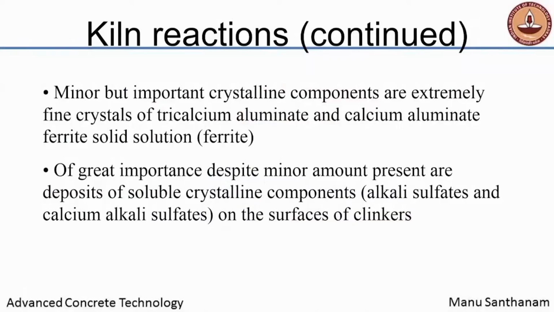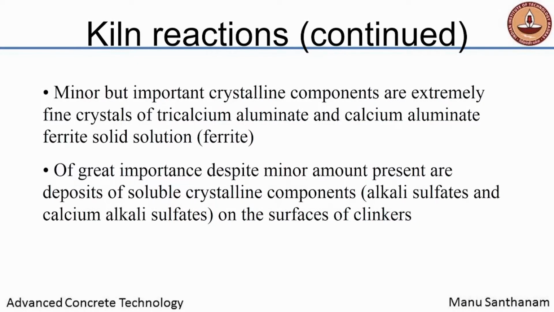The minor but important crystalline components are the aluminates obviously. One is calcium aluminate, the other is a combination of calcium aluminate and calcium ferrite. So, we call it aluminoferrite. Okay. And apart from these, what really gives cement its unique characteristic is the presence of the impurities, and these are generally the soluble crystalline components like alkali sulfates and calcium alkali sulfates that are attached to the surfaces of the clinker grains, and these have extremely interesting characteristics because they lend the reactivity of the crystals that ultimately decides the early phase of cement chemistry.